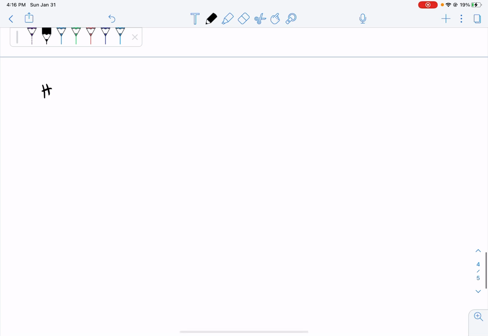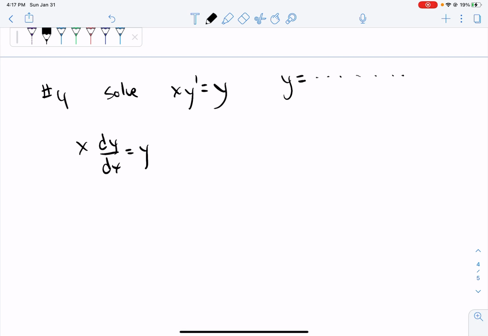Okay, so this is number 4. We're just moving it to the very end so we have a little bit more room to work. It wants me to solve x y prime equals y. So what that means is my final answer needs to look something like y equals something, okay? I want a y equals at the end of my answer. So first thing I'm going to do, y prime can be written as dy dx. So I can rewrite this whole thing as x dy dx equals y, because I'm trying to get my x's and y's on the same side. My x is on one side, my y is on one side.